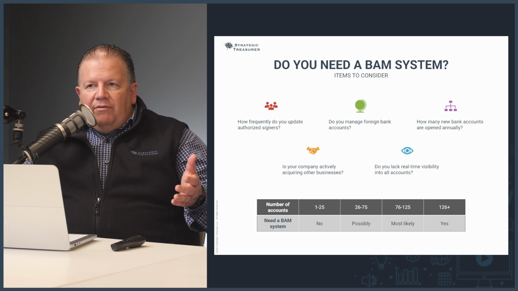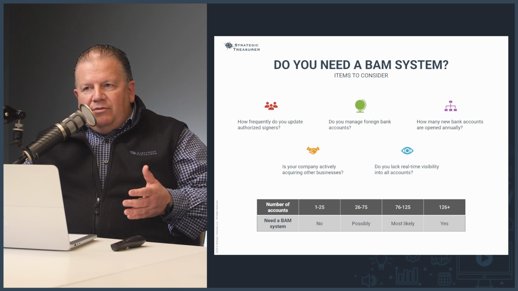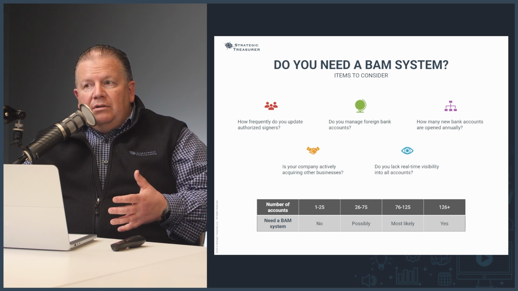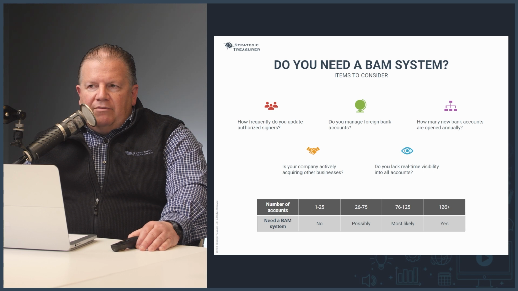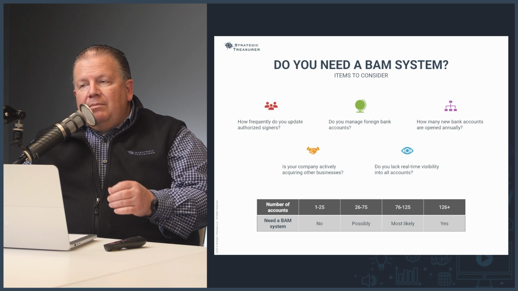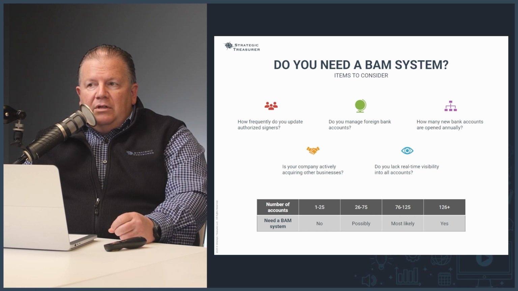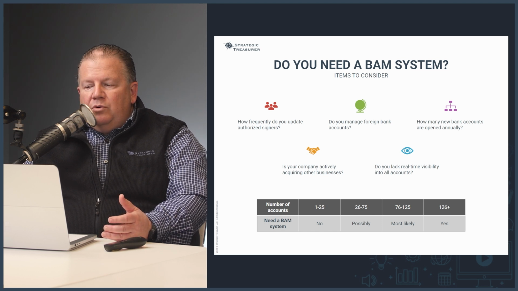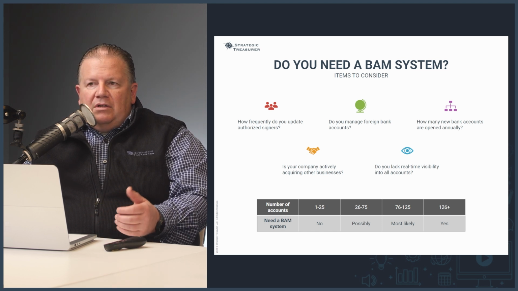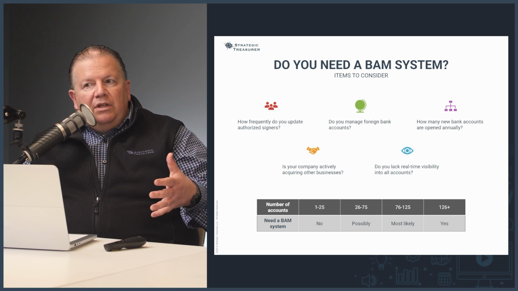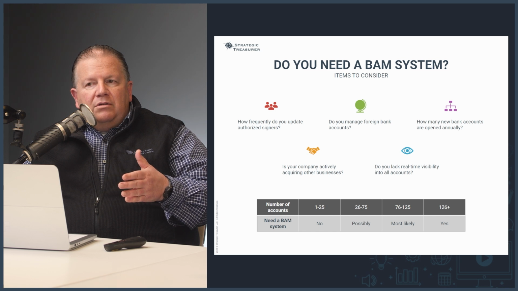How many accounts do you have? How many signers? How active are you with those changing signers? How many portals are you using? How many users do you have that would comply with foreign bank account reporting? So as you look across the board, do you manage foreign bank accounts? How many bank accounts are opened annually? How many are closed? Do you have a process where people are requesting those? Do you have visibility across the board? So there's a significant number of these items, right? And is your company actively acquiring other businesses? They're pouring in. So those are some of the factors.